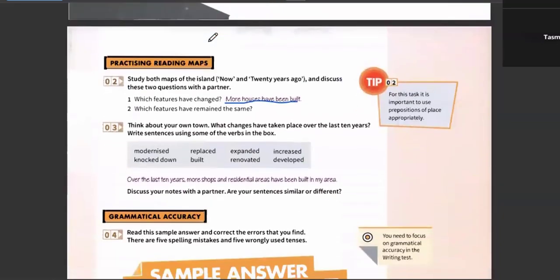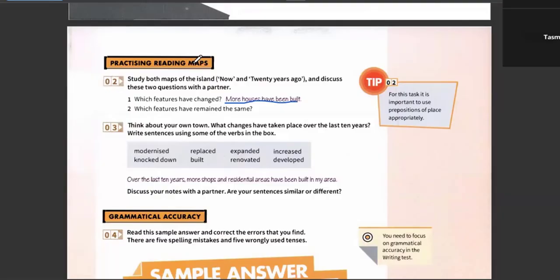Okay, in the meanwhile, we can look at the next activity. So for the third activity here, it says, think about your own town. What changes have taken place over the last 10 years? Write sentences using some of the verbs in the box. The words given are modernized, knocked down, replaced, built, expanded, renovated, increased, and developed.